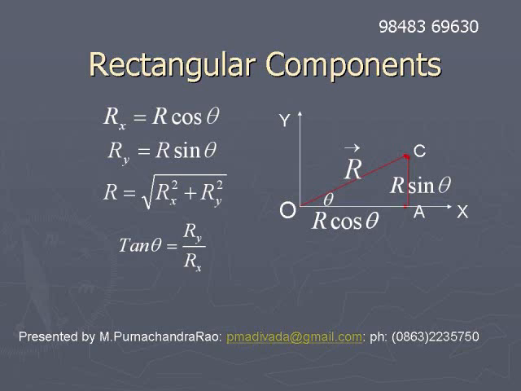The angle between OA and OC, if it is theta, then tan theta will be equal to AC by OA, that is Ry by Rx. Like this, we get the magnitude and direction of the resultant of two perpendicular components.